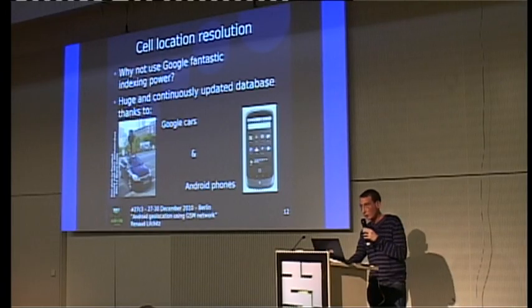And they have not only the Google cars, they have all Android users also. Because your Android phone is constantly updating this database when you use, for example, Google Maps. So all Android users are updating this very large Google database. So this is continuously updated and of quite good quality.